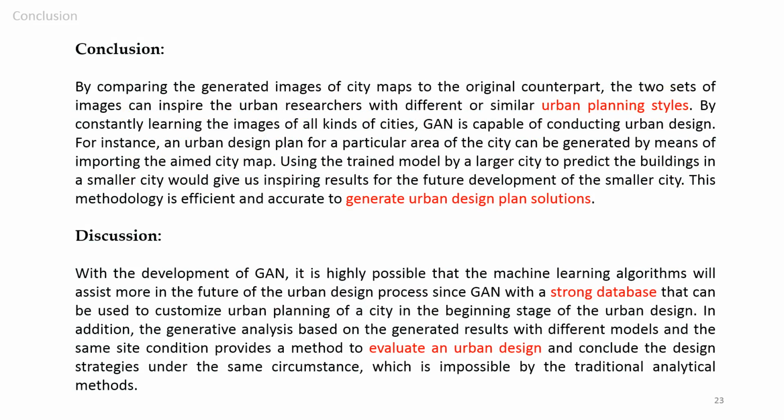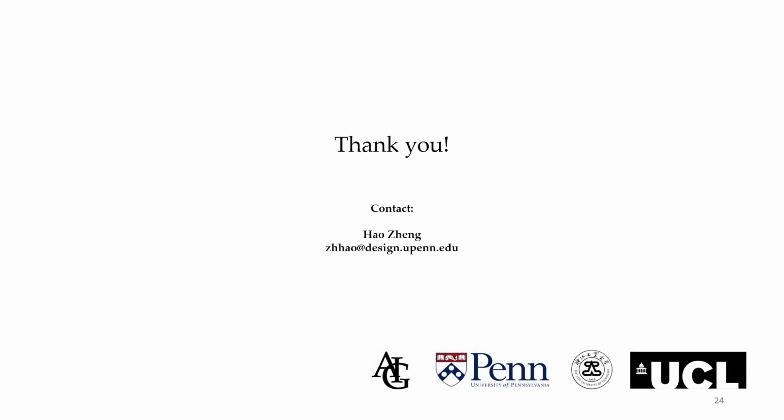In conclusion, by comparing the generated images of city maps with the original counterparts, the two sets of images can inspire urban researchers with different or similar urban planning styles. By constantly learning the images of all kinds of cities, Yue Ren is capable of conducting urban design. In addition, the generative analysis based on the generated results with different models and the same site conditions provides a method to evaluate urban design and conclude the design strategies under the same circumstances, which is impossible with the previous traditional analytical methods.